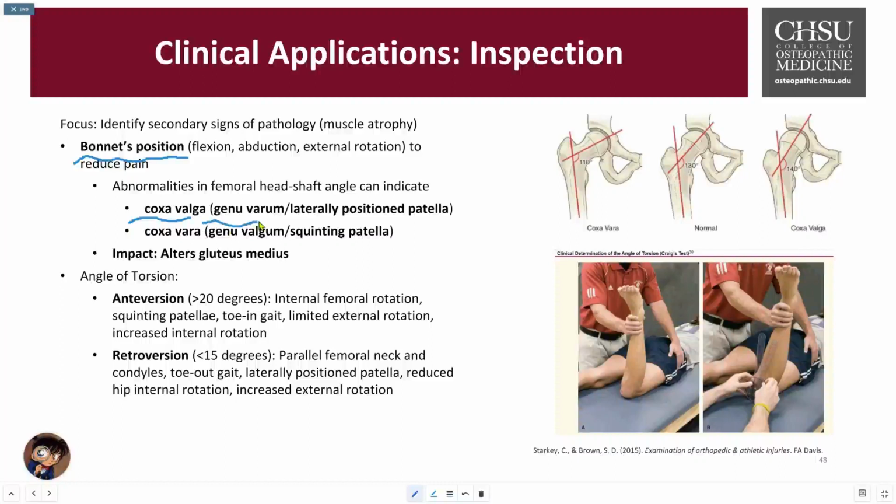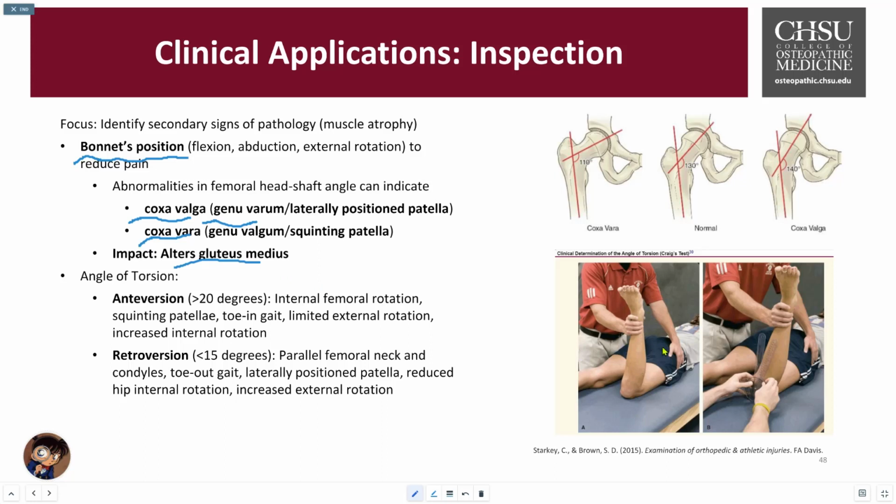Oftentimes, patients that have genu varum, where the knees are opened up, this can happen. And then we can also have coxa vara, which is called genu valgum, where the knees are not bow-legged. And this oftentimes will impair the gluteus medius muscle and its function. Another way to measure this is you can also have the patient lie on a bed, and based on the anteversion retroversion angle, you can see what kind of motions are limited.